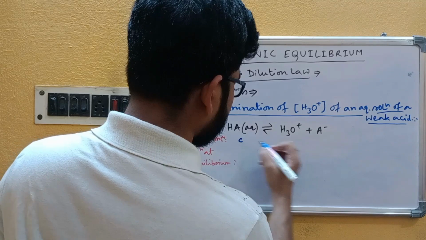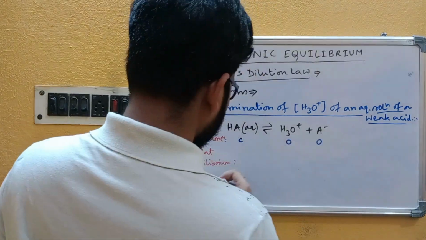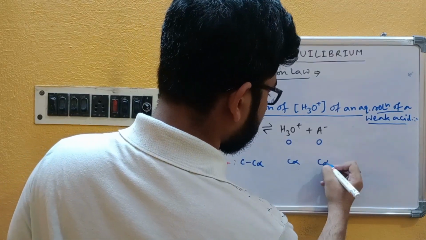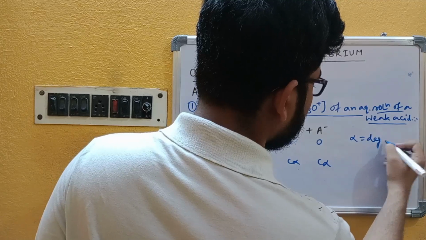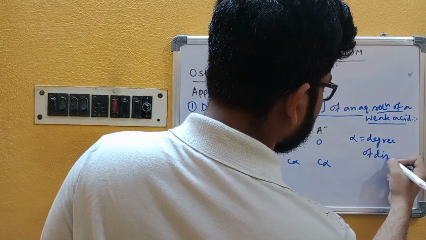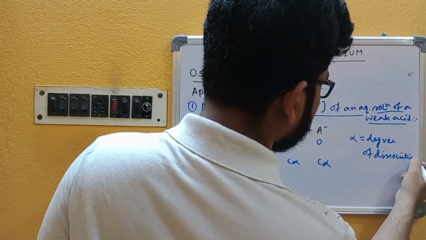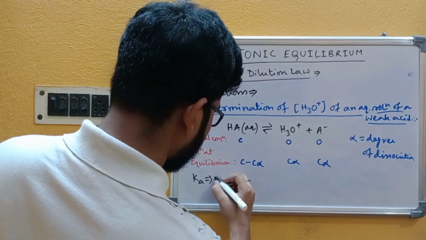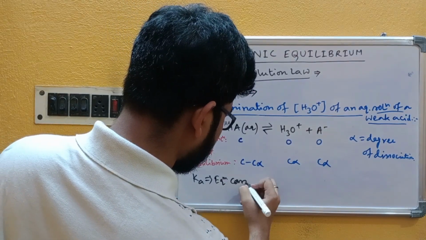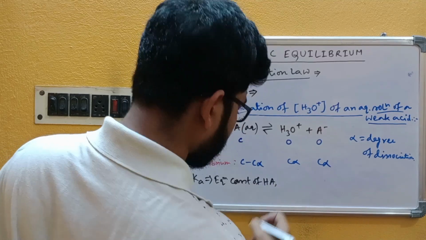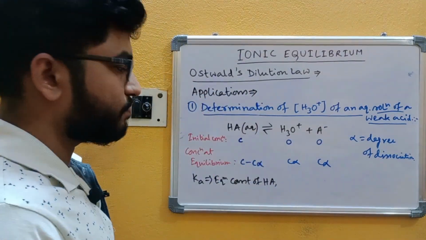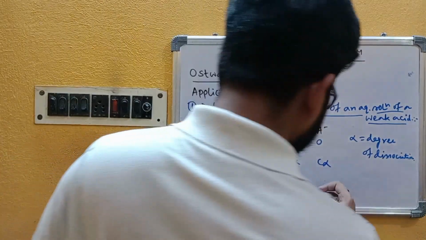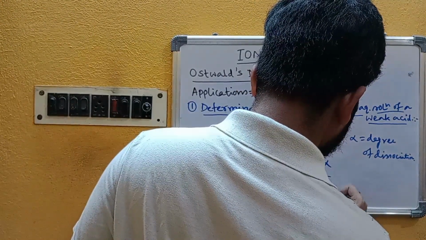Suppose the initial concentration is C, there is 0 and 0, and the concentration at equilibrium will be C minus C alpha. This is C alpha, this is C alpha, where alpha is the degree of dissociation. So if Ka is the equilibrium constant of HA, then applying the Ostwald dilution law we can find that the degree of dissociation alpha will be root over Ka upon C.